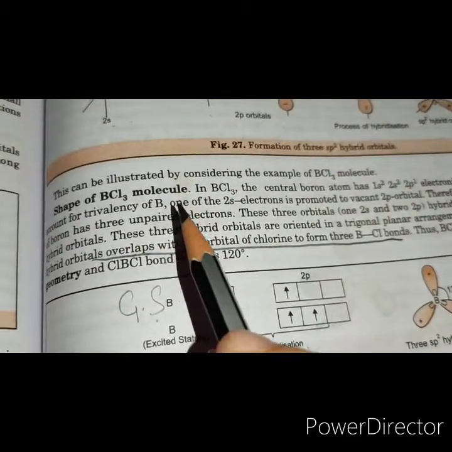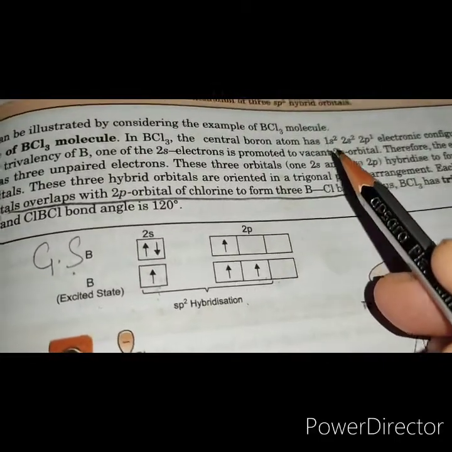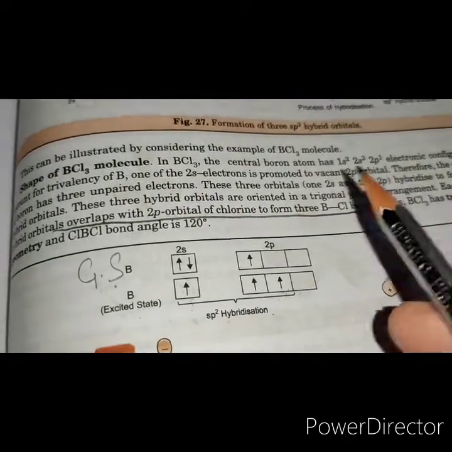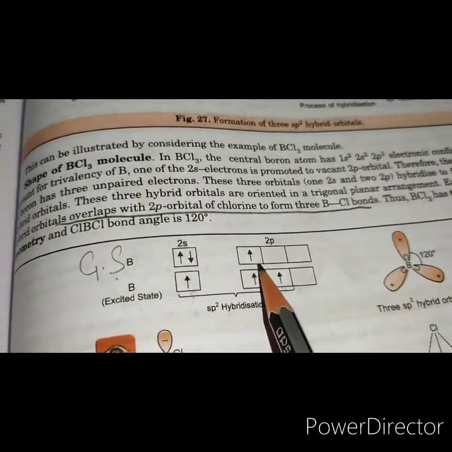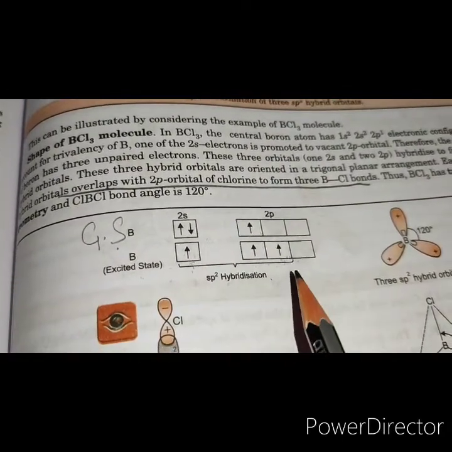Let's see the shape of the BCl3 molecule. Boron has atomic number 5. Its electronic configuration is 1s2, 2s2, 2p1. The inner electrons do not participate, so we'll take 2s2, 2p, and in the excited state, one of the electrons shifts from the s to the p orbital.